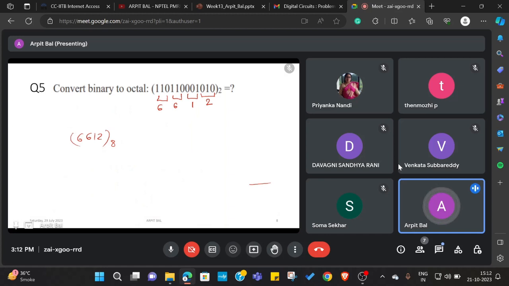The next question is related to conversion from binary to octal. Here also we'll use the same strategy. You choose a group of 4 bits, sorry, you choose a group of 3 bits and convert it into decimal.